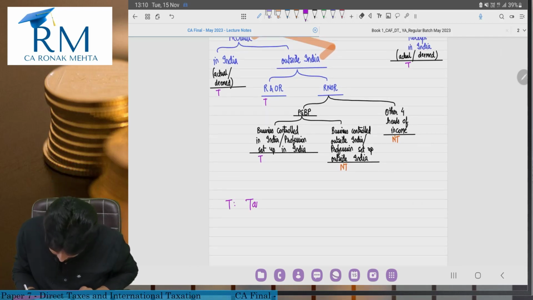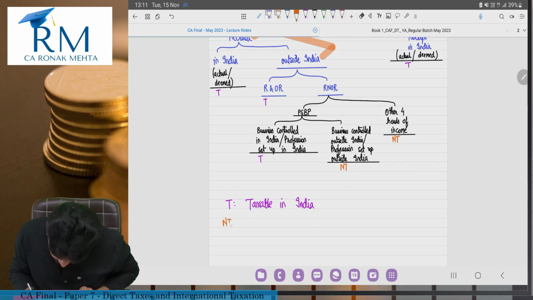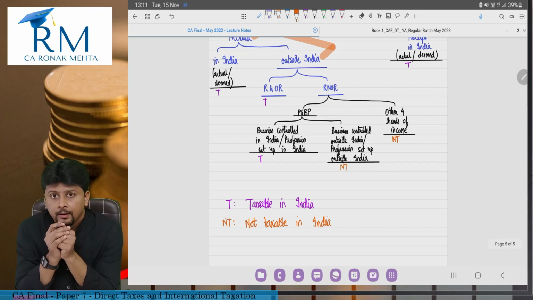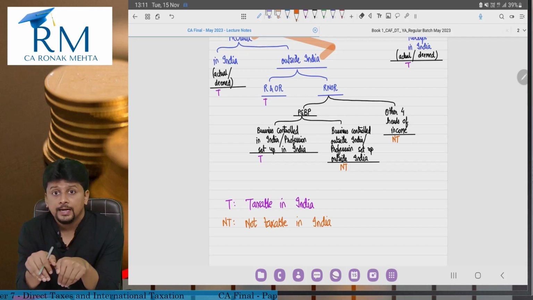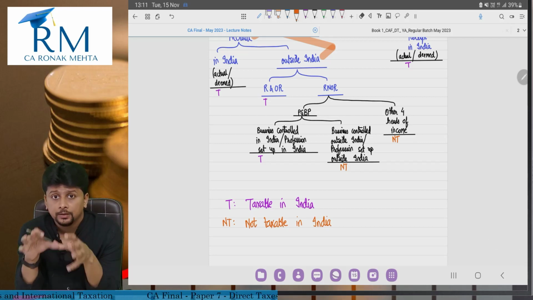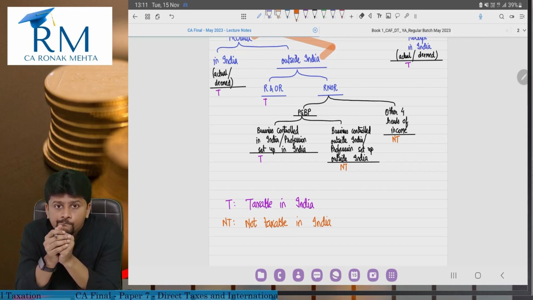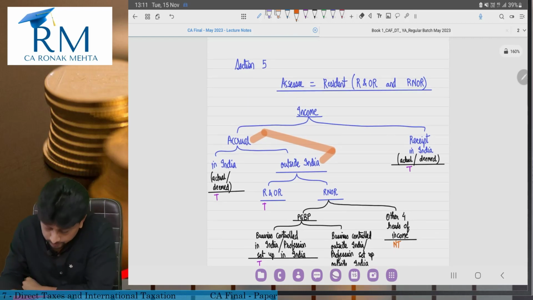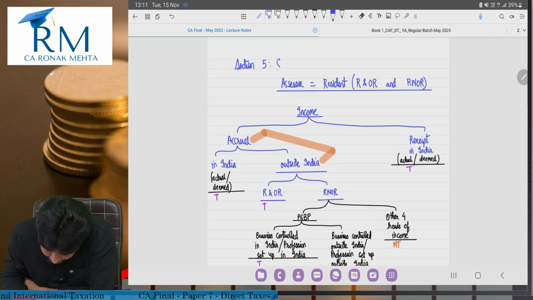The word T means taxable in India, and the word NT means it is not taxable in India. In fact, if you have been paying attention, you have also understood one thing, that I am saying taxable in India, not taxable in India. The focus is in India. This section 5 is helping me to understand scope of total income. That's what the section's heading is, na? Scope of total income.